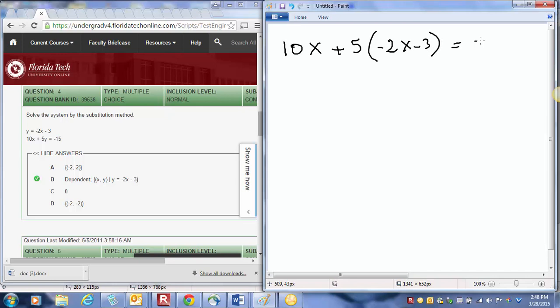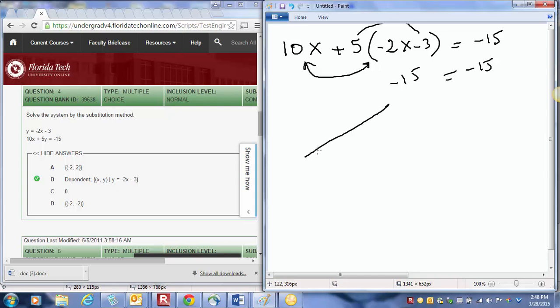And it is equal to negative 15. I'm looking at the second equation, but substituting, instead of y, negative 2x minus 3, equals negative 15. Notice here I have 10x and negative 10x, so they will cancel. I will end up with negative 15 equals negative 15. At this time, I know that the two lines are overlapping and there are infinite solutions.